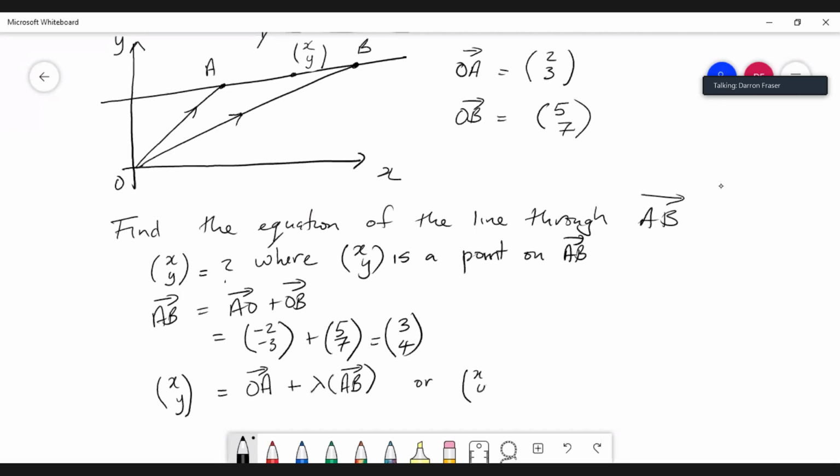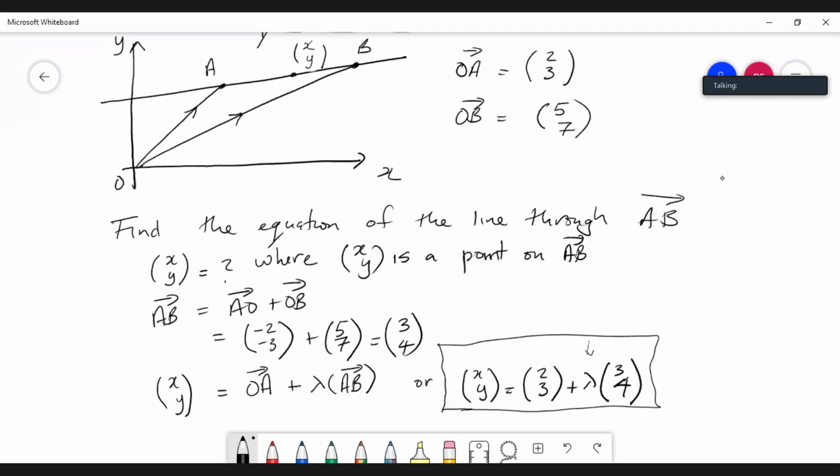So now the equation of the line is that XY is equal to OA plus, we know what OA is. So OA is 2, 3 plus lambda AB, which is 3, 4. What you're saying is that you need to get from O to XY. So you get from Halfway Tree to Spanish Town Road and somewhere, some distance, lambda along Spanish Town Road. So that is the parameter that we change, to get to any point XY on the line. So this here would be the equation of the line. All right, so that would represent the equation of the line.